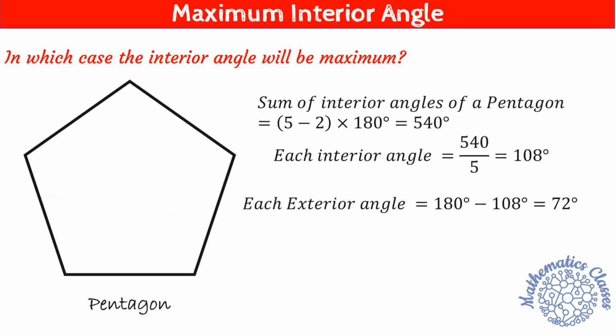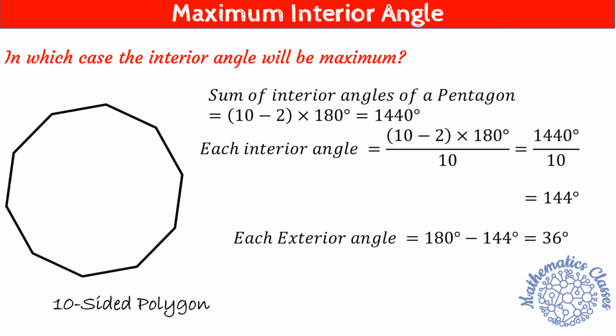Now, let us take a regular pentagon of 5 sides. Using the angle sum property of polygon, the sum of all the interior angles will be 5 minus 2 into 180, which will be equal to 540 degrees. And each interior angle would be 540 divided by 5, equal to 108. Each exterior angle would be 180 minus 108 degrees, that is 72 degree.